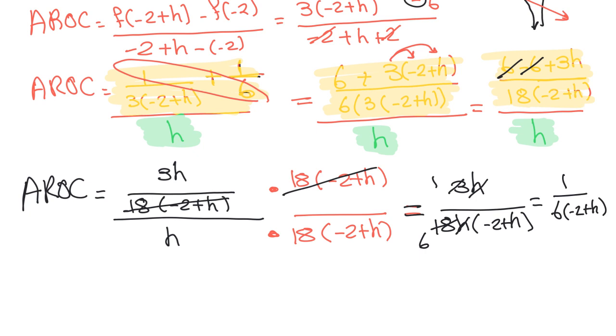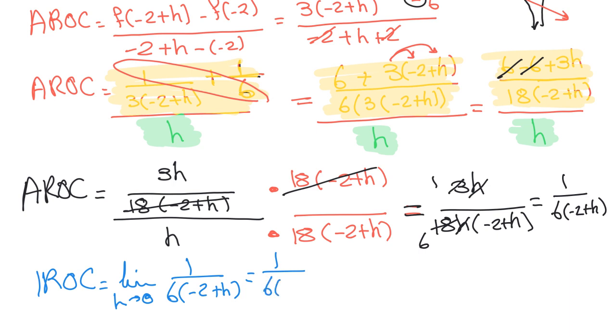Now we can definitely do the IROC. And your IROC will equal the limit as h is approaching 0 for this equation from your AROC, which is 1 over 6 times the negative 2 plus h. If I put a 0 for h in this equation, it would be 1 over 6 times negative 2 plus 0. That simplifies to 1 over 6 times the negative 2, which simplifies to negative 1 over 12.